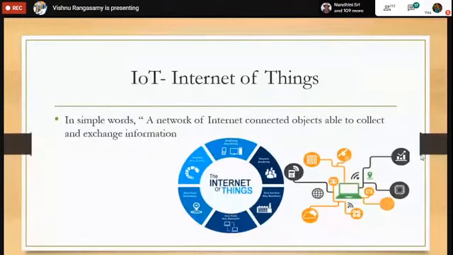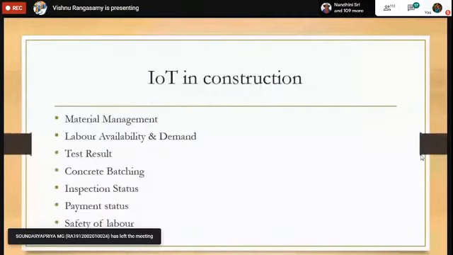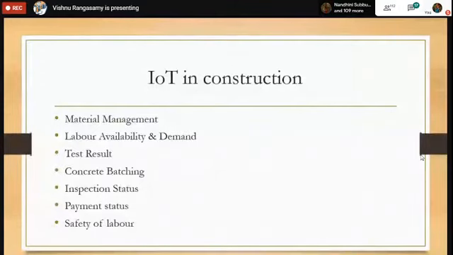Next, IoT in construction: we are able to manage the materials, labor availability and demand. Since this corona is getting worse day by day, so many North Indians are going to their own state. In such situations, you must be able to manage the labor between sites, if our MD has 20 to 30 sites. You can share information between those sites, where there is a labor demand and where there is a labor surplus. You can manage between them without visiting the site.